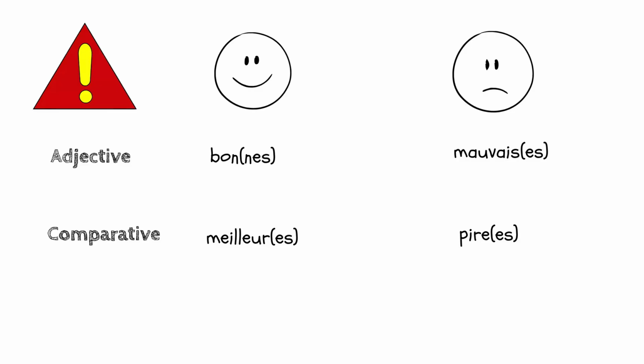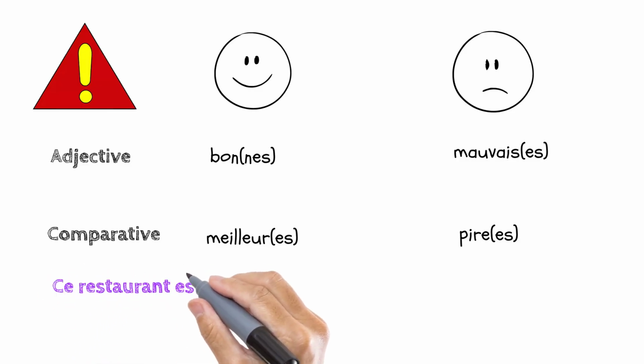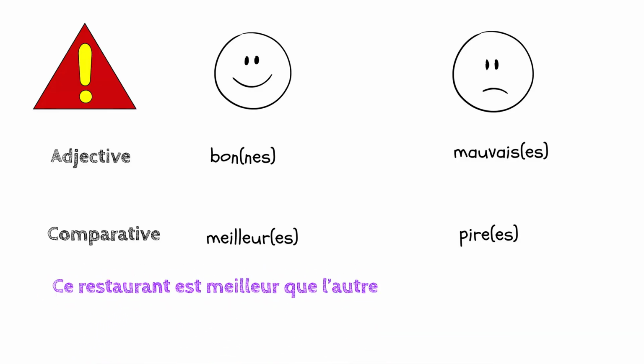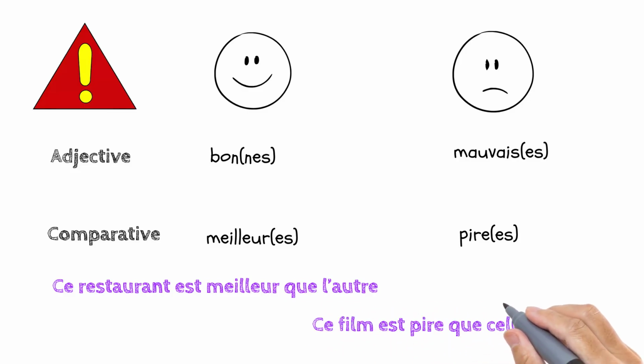So if we look at an example, ce restaurant est meilleur que l'autre. This restaurant is better than the other. Or we might say, ce film est pire que celui d'hier. This film is worse than the one yesterday.